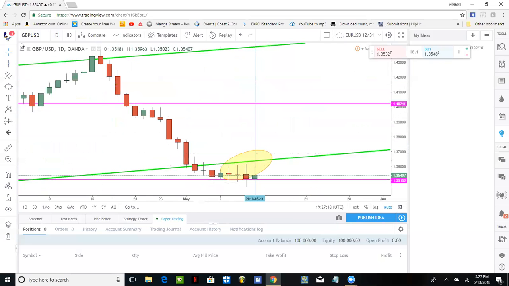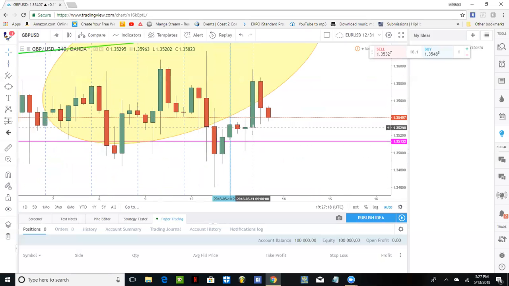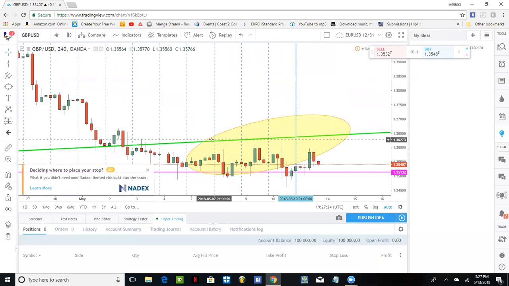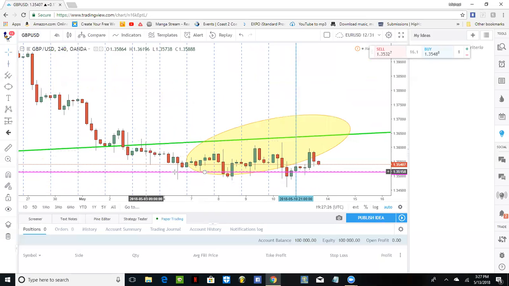As a matter of fact, let me go on the 4-hour chart and kind of give you a little bit more details. So yeah, just look at this consolidation the entire week. Entire week consolidation, just fighting right around this area.